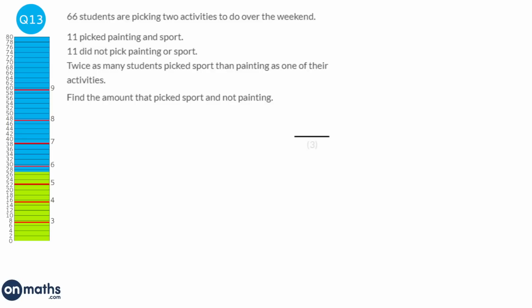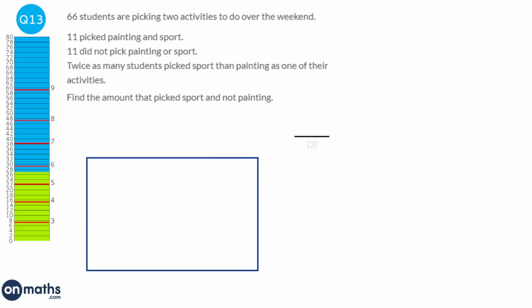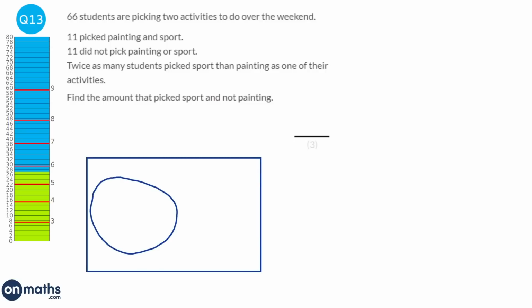So this question will probably need a Venn diagram just to make it a bit easier. So I'm going to draw a Venn diagram. You don't need to. If you can work out how to do this question without, you can, but I think this is a really tricky question to do without a Venn diagram. So it says that they picked 2 activities.